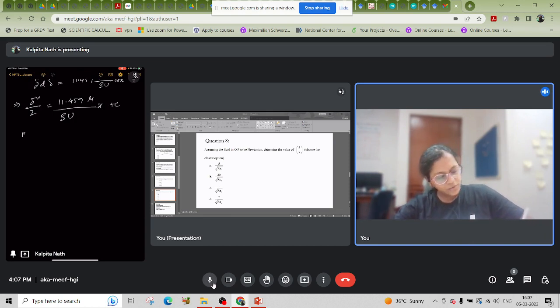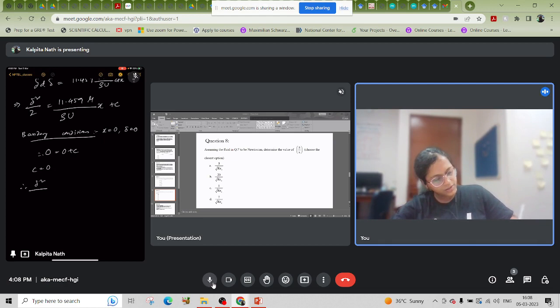Okay, so the boundary condition is x equal to 0, delta is equal to 0, obviously. At x equal to 0, there is no development of boundary layer. So 0 is equal to 0 plus c, so c is equal to 0. Therefore delta square by 2 is equal to 11.459 x mu by rho u.